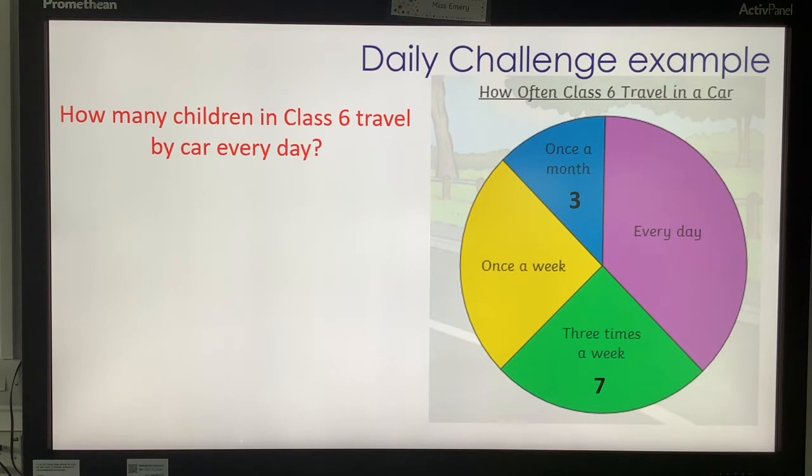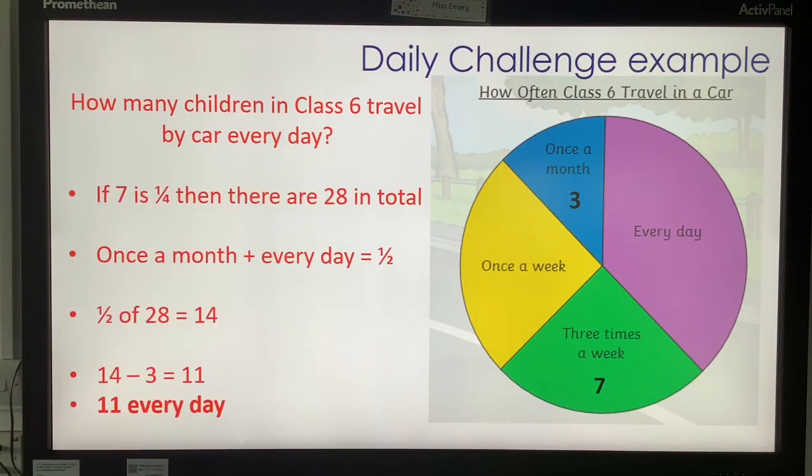So if you look very carefully, you know that 7 children came 3 times a week by car. Now 7 was 1/4. So we were able to work out our whole number. If 7 is 1/4, then there are 28 in total. Now if you look, once a week and 3 times a week are both identical. They are both 1/4, which means together they are 1/2. If you then look at the other side, every day and once a month added together are also 1/2. Now that's really vital.